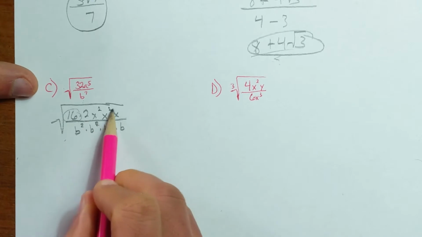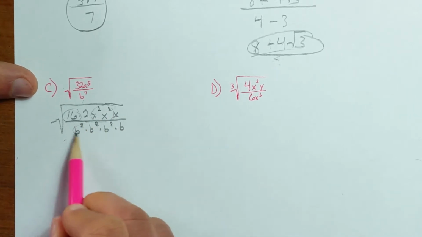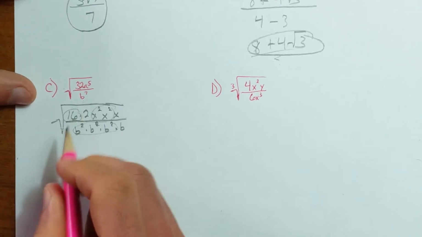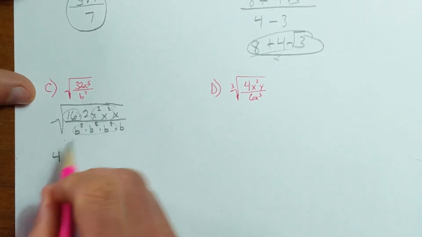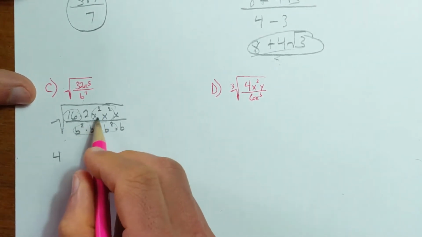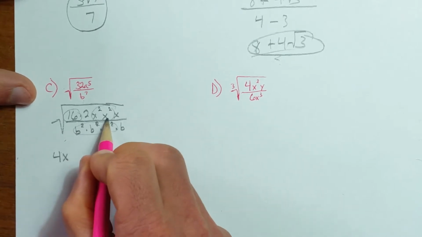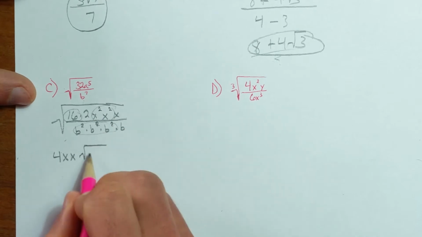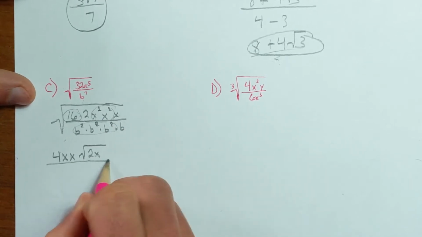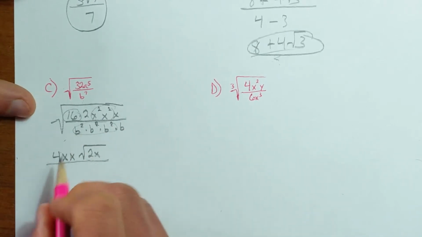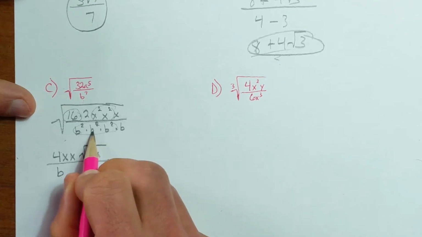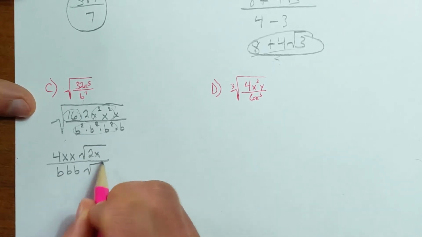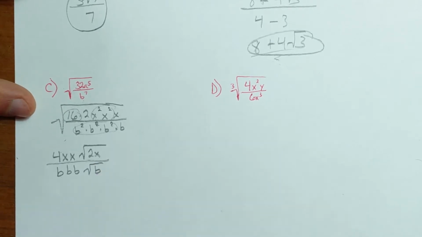So the 16, these two x squareds, and all 3 of these b squareds, they're all allowed to come out front. Now remember, the square root of 16 is 4. The square root of x squared would be x. Square root of x squared would be x again. There's still this 2 and that x left inside the radical. On the bottom, the square root of b squared would be b, b, and b, or b cubed. And then the square root of b is still left in the bottom.